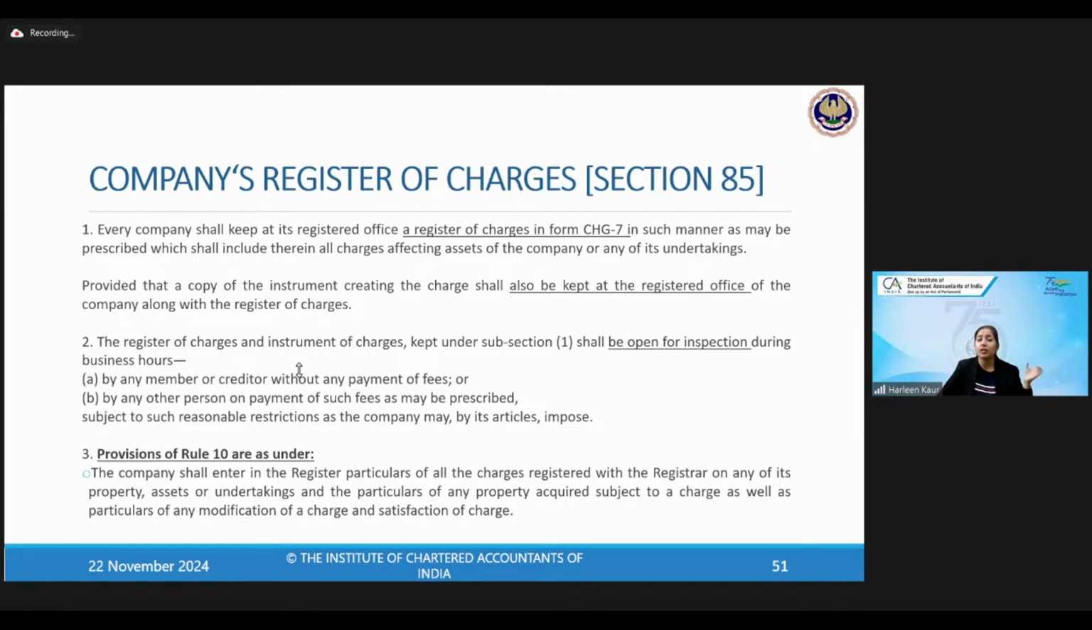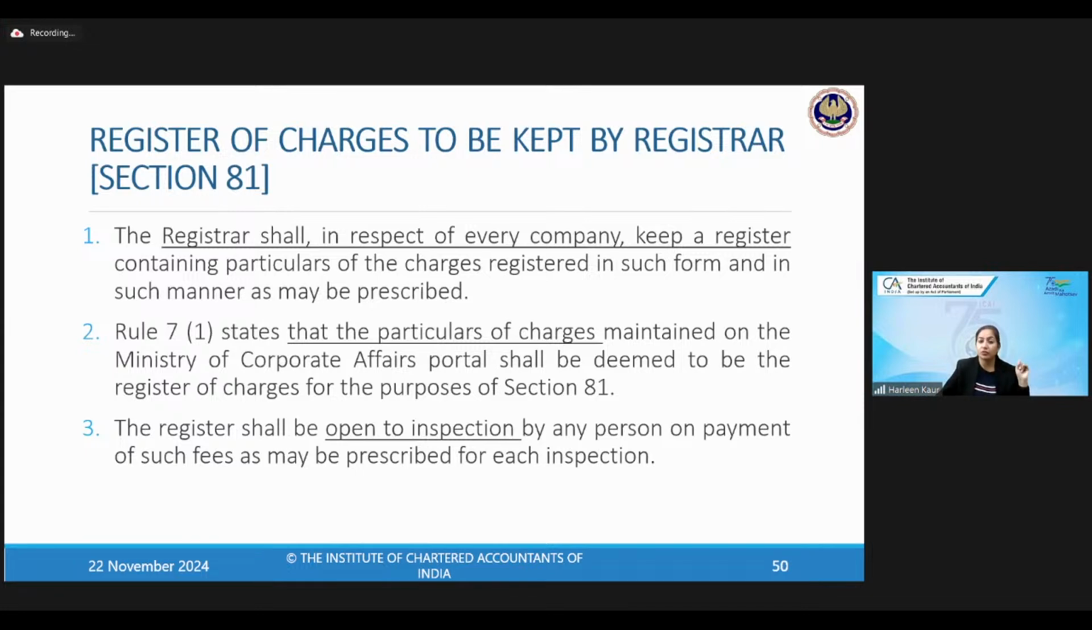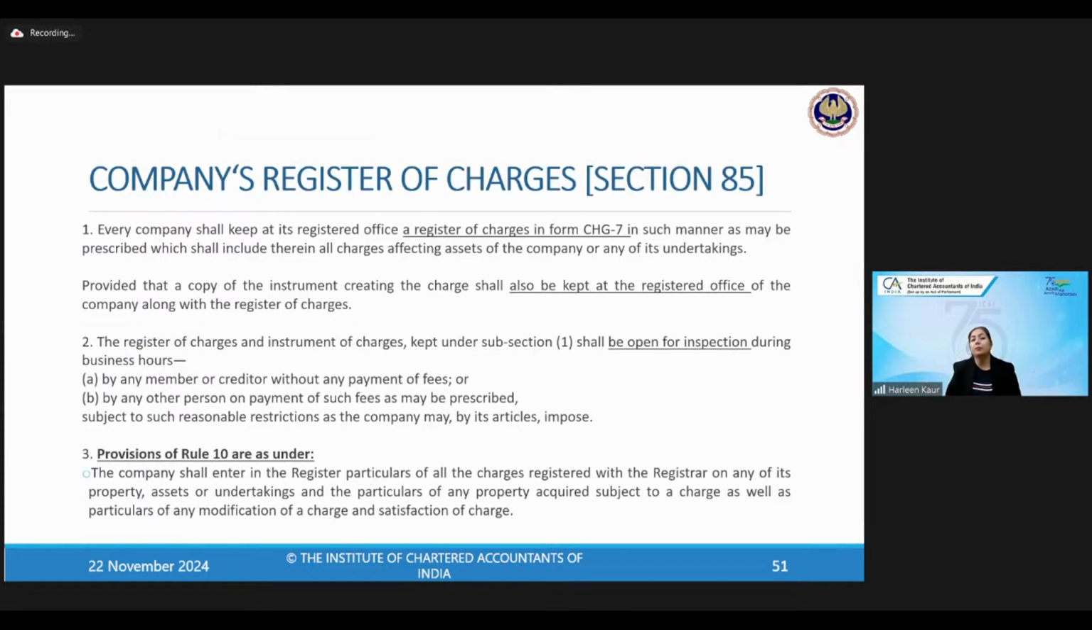Is that clear, children? So one register, Section 81, the registrar is keeping the register of charges. It is also open for inspection, and here the company is keeping its register of charges at the RO. CHG 7 is the form which you have to remember. Do the members need to pay the fees if they want to inspect the register of charges? No. Do the creditors need to pay the fees? No, ma'am. Any other person other than member and creditor? Yes, ma'am, they will have to pay the fees. What is the fees? As may be prescribed, means whatever is written in the act, you have to pay that fees.